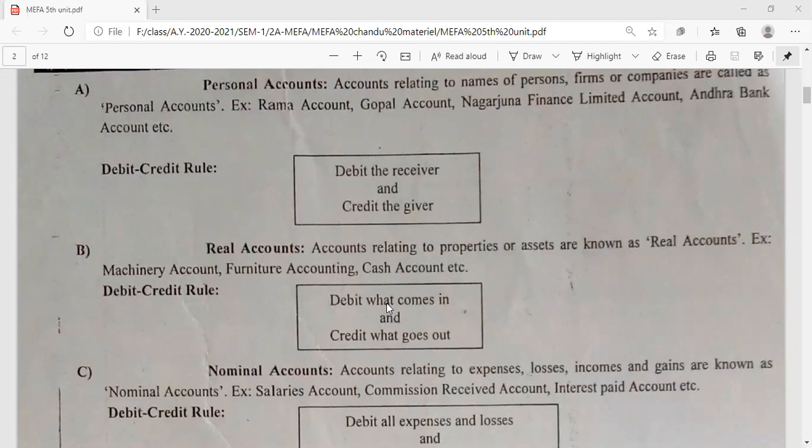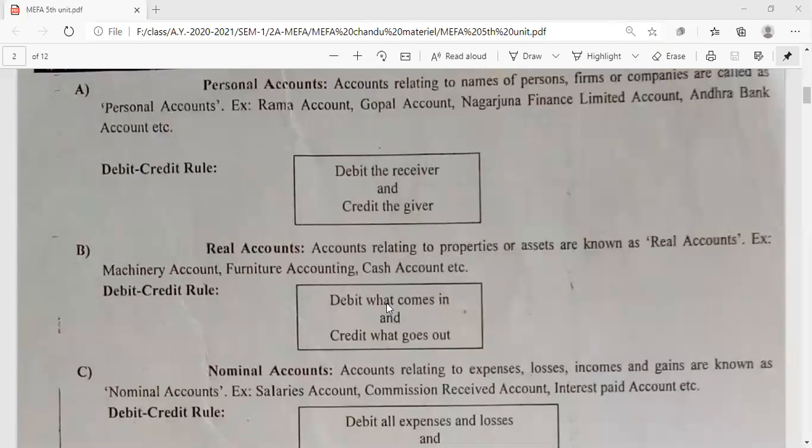In the real accounts, accounts relating to the properties or assets are known as the real accounts. Examples: machinery account, furniture account, and cash accounts. Okay, they all are our assets. They are generally called the real accounts.